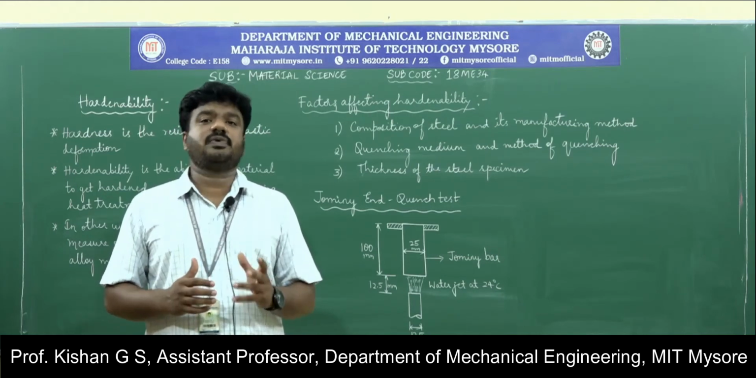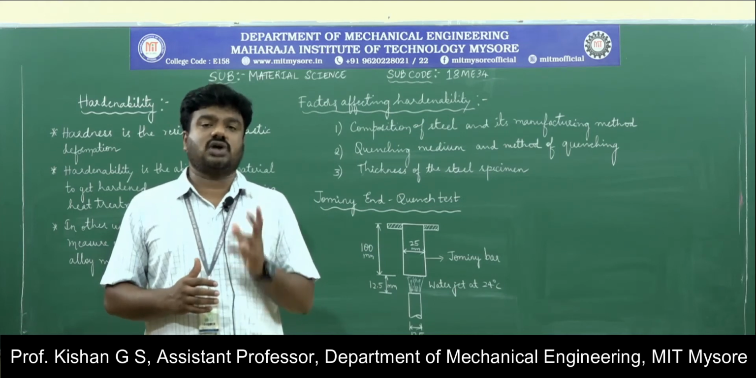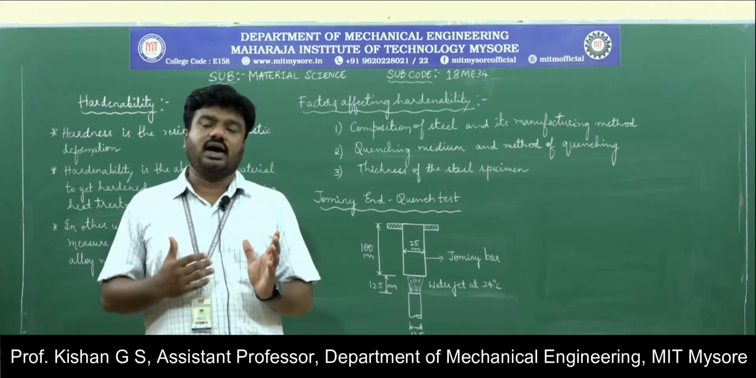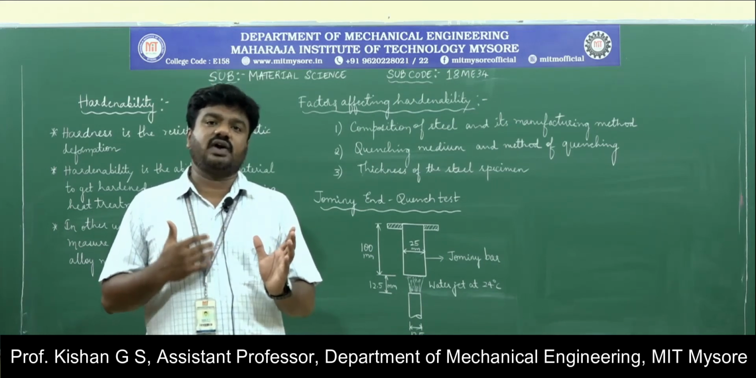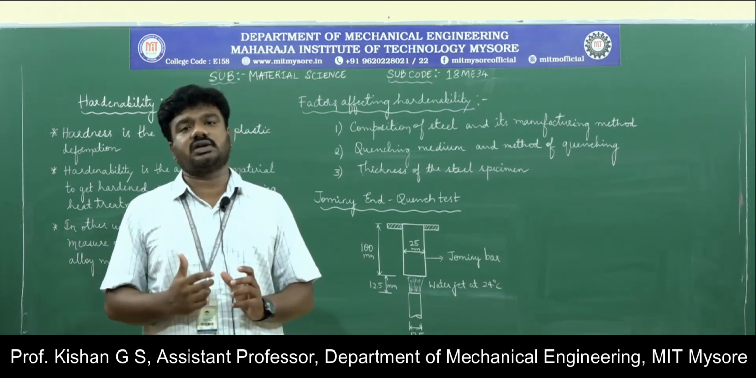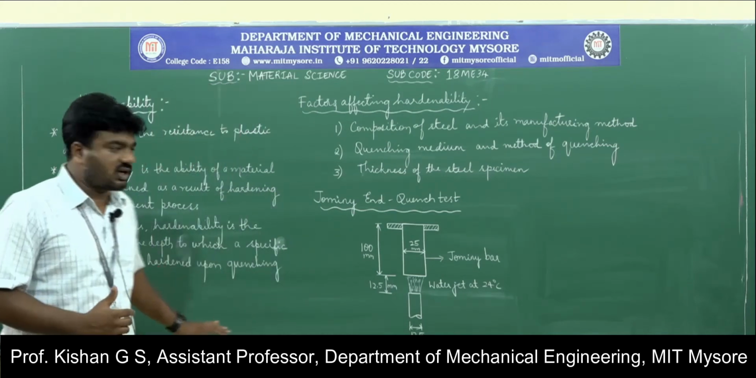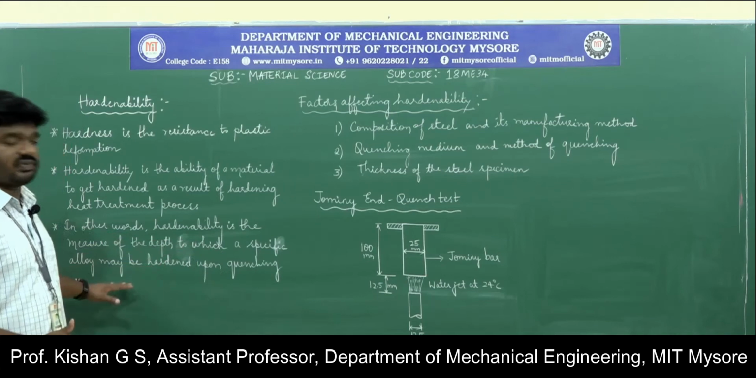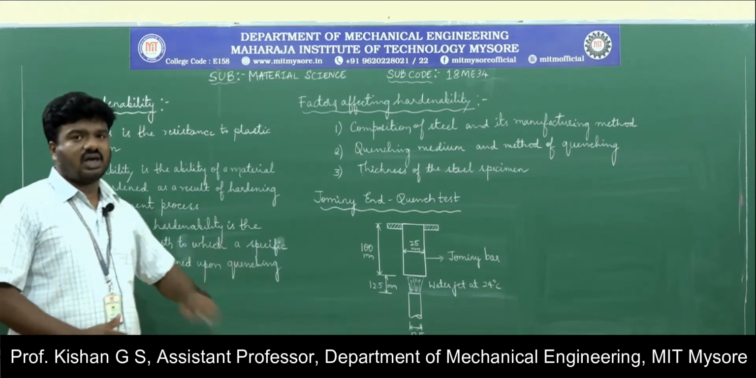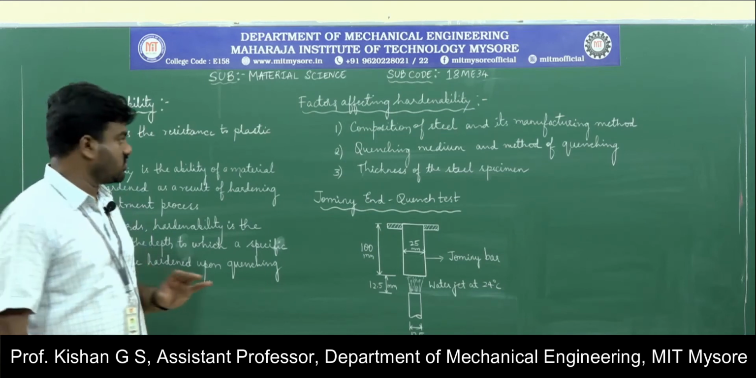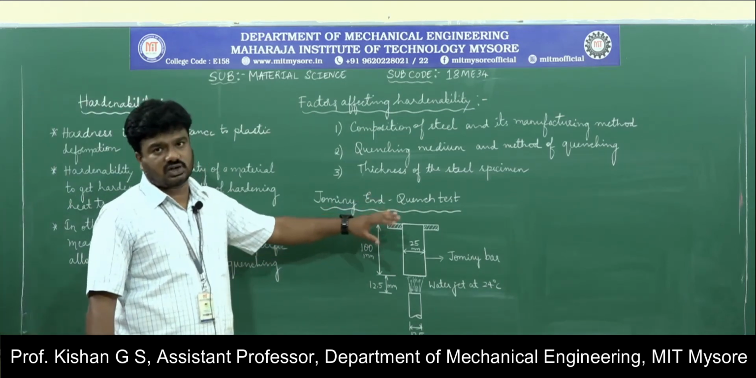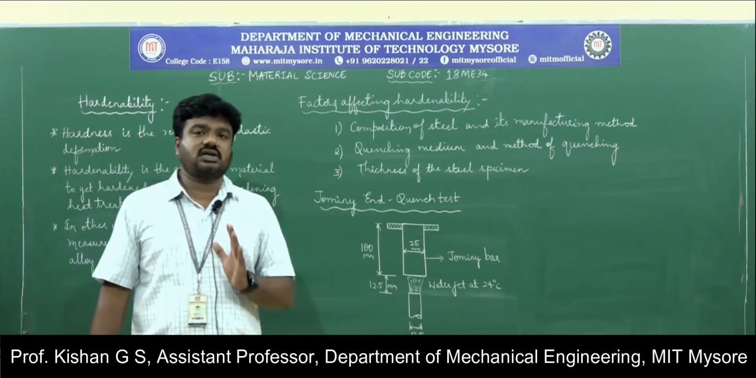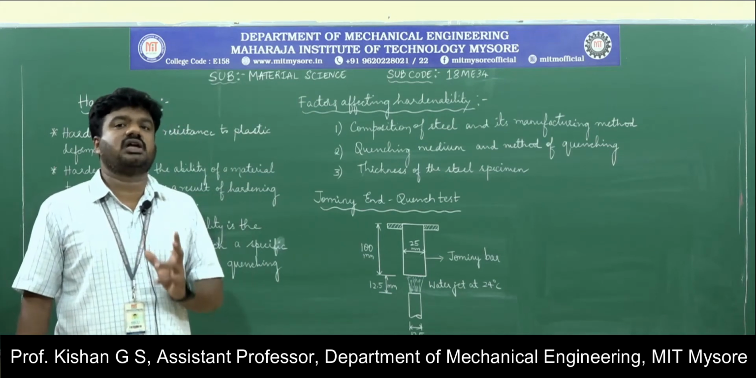The other type is that you consider the material in its austenitic stage and then start feeding a jet of water from one end, and over a period of time you identify the depth to which the hardness is increased in the specimen. That is what we have considered in this statement: it is the measure of depth to which a specific alloy may be hardened upon quenching. A simple example to justify this statement is the Jominy end quench test. It is based on the person named Jominy. There are particular standards for measuring the depth of hardness here.